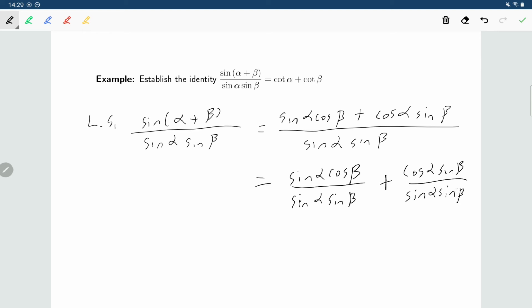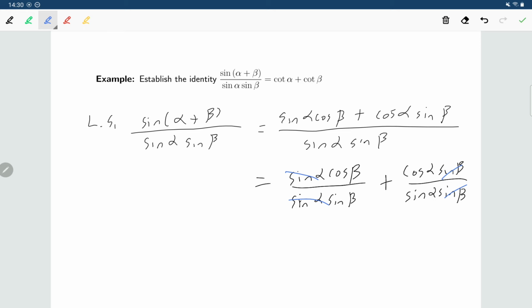The reason why I thought that this would be a good move to make is, always looking at the right side of the equation, I noticed that it has two terms, so it makes sense that I want to now split up my left side of my equation here into two terms. So I had a one term expression, and I've now split it into two terms, and hopefully one of them will turn out to be cotangent alpha, and hopefully the other one will turn out to be cotangent beta. There is some canceling that we can do right now. We have a sine alpha that can cancel out here, and there's also a sine beta that can cancel out there.